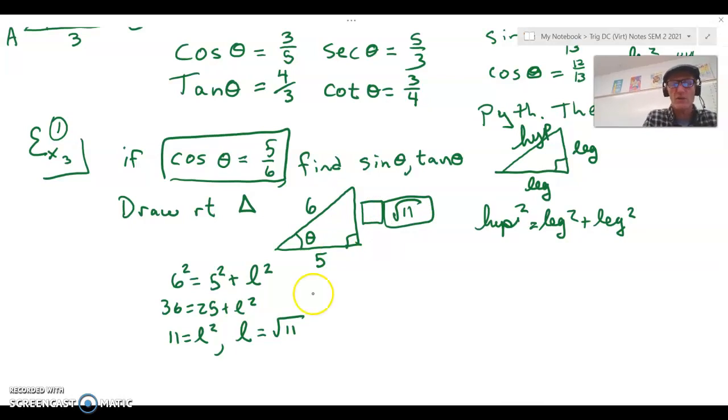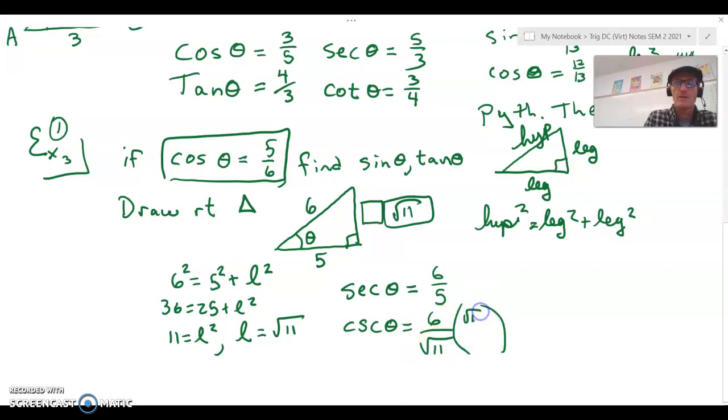Now we have to be a little careful here because the secant of theta, for example, is going to be 6/5, so that's not a good example. But the cosecant of theta is 6 over the square root of 11, so we have to simplify that. So 6 times the square root of 11 over 11. So some of this does require a little bit of algebra.